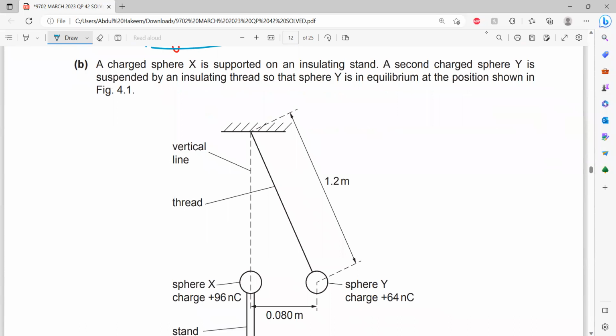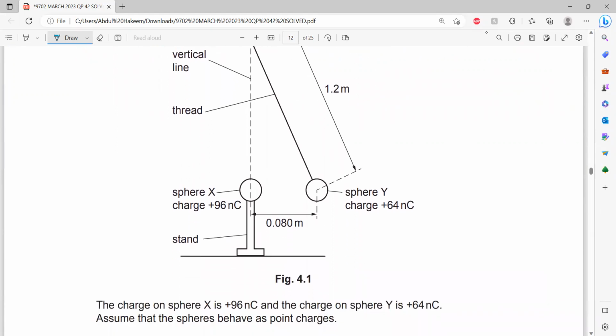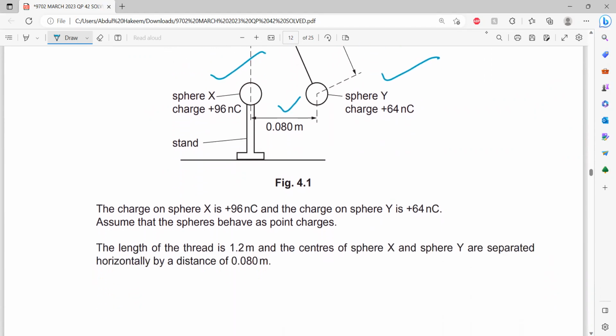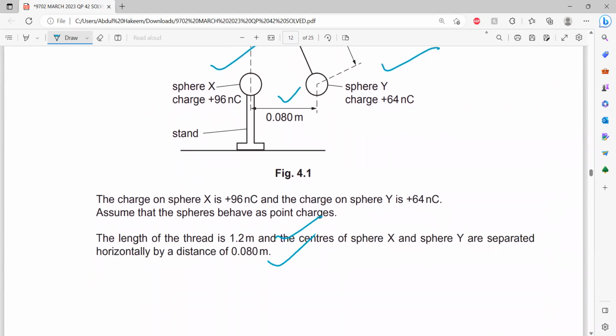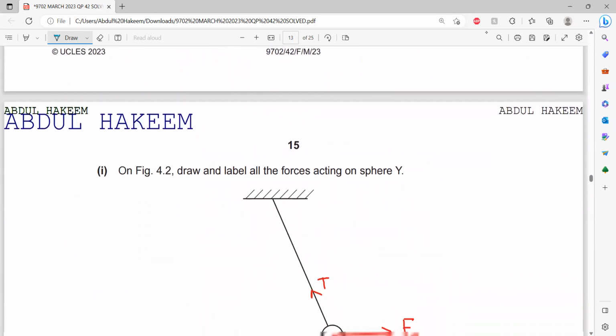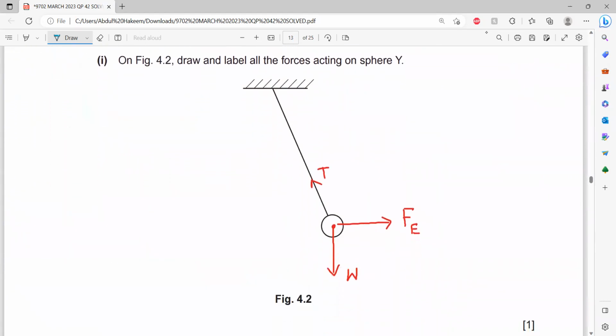A charged sphere X is supported on the insulating stand. A second charged sphere Y is suspended by the insulating thread so that the sphere Y is in equilibrium. Okay, it means sphere Y is at this position. It is at rest. Charge of the X given, charge of the Y given, this mutual distance given, this length given. And the question is, the length of the thread is this, and horizontal distance is this. On the figure, draw and label all the forces. Look, the weight is acting down, tension here, and the repulsive electric force on the Y is this.